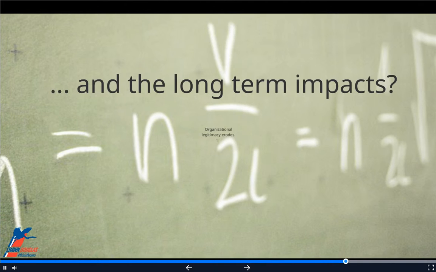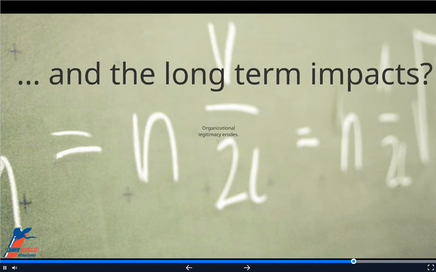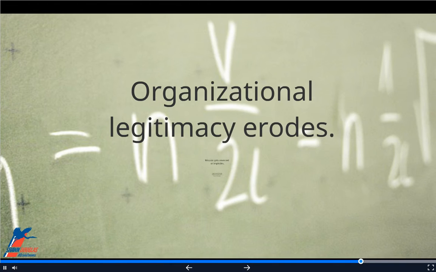And what are the long-term impacts? How about erosion of organizational legitimacy? In the months after Hurricane Katrina, FEMA struggled with the public's loss of confidence in the agency as a legitimate disaster relief organization, so much so that towns in the aftermath were refusing their help.